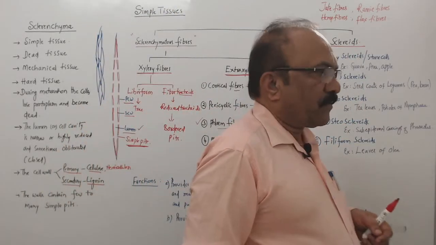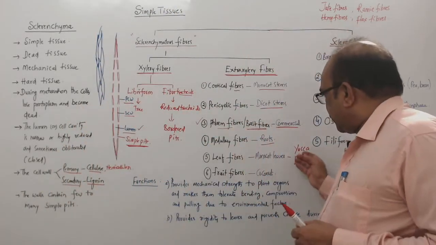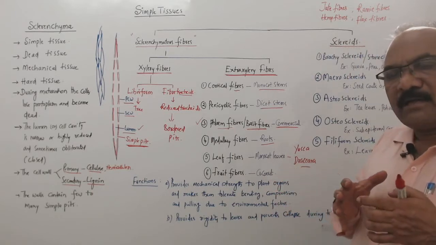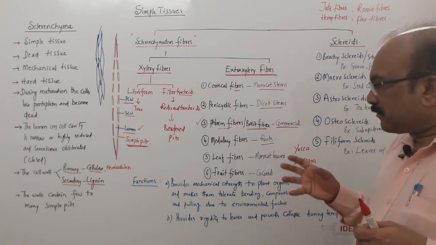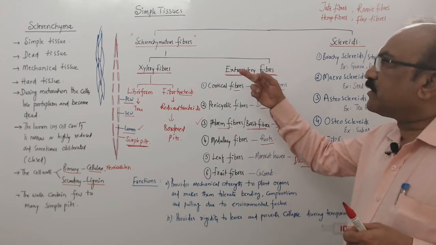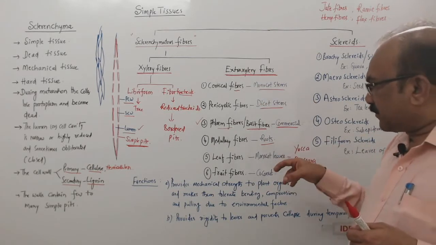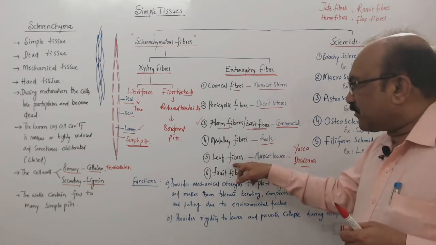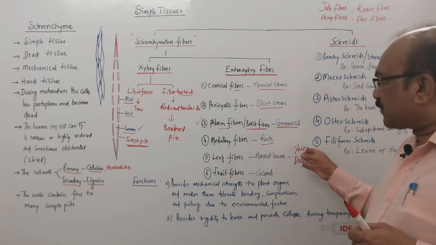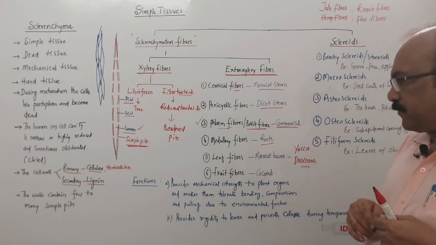So in the leaves of Yucca and Dracena, you will find some bundle sheath extensions, and the bundle sheath extensions are made up of fibers. So as they are present in the leaves, these are called what? Leaf fibers, and they are also commercially useful fibers.